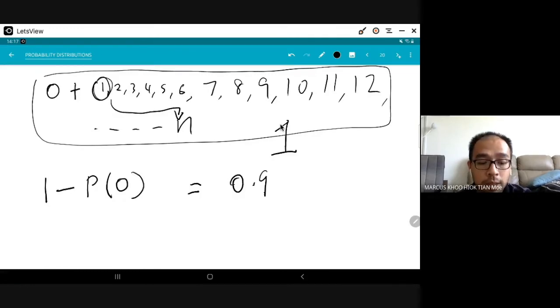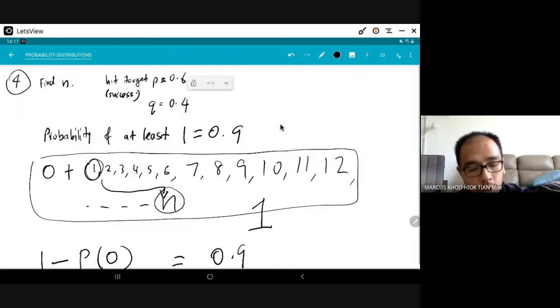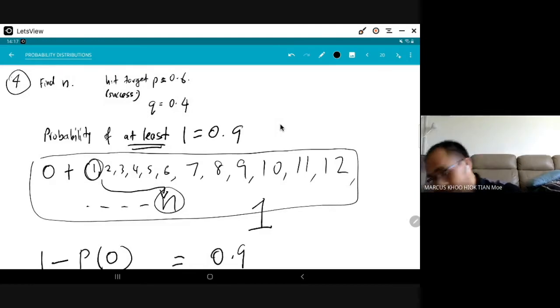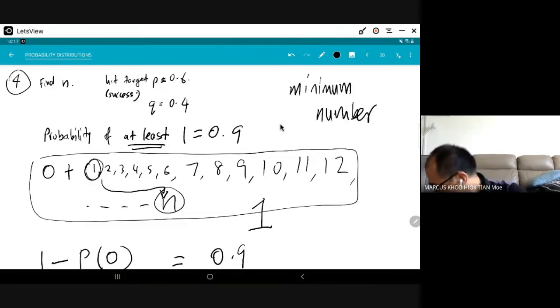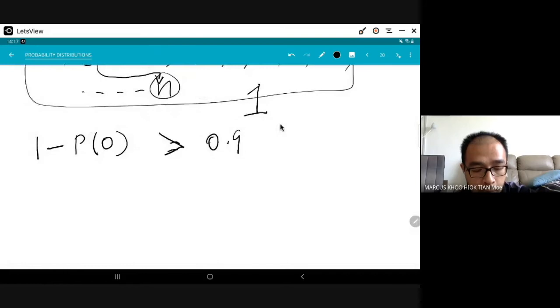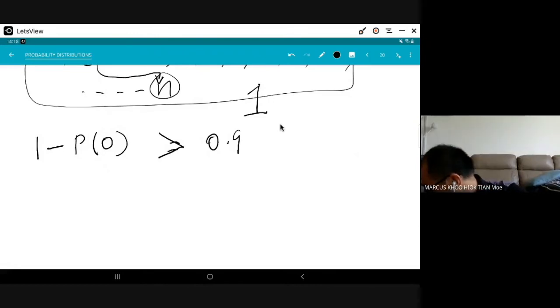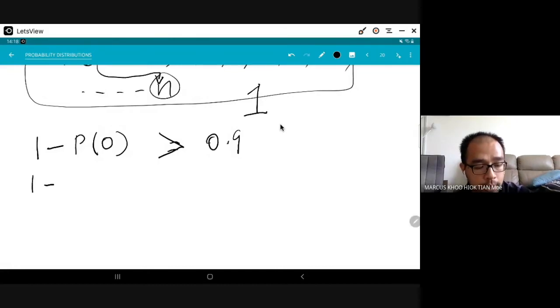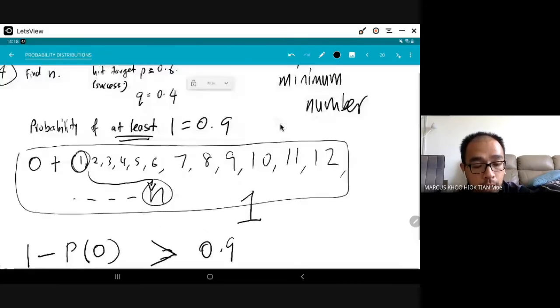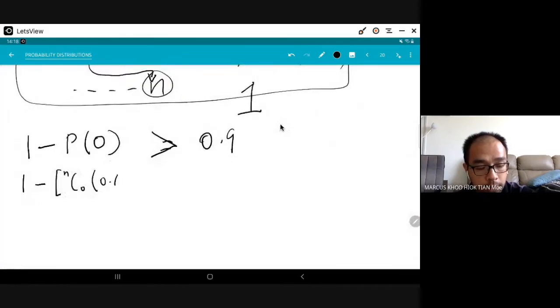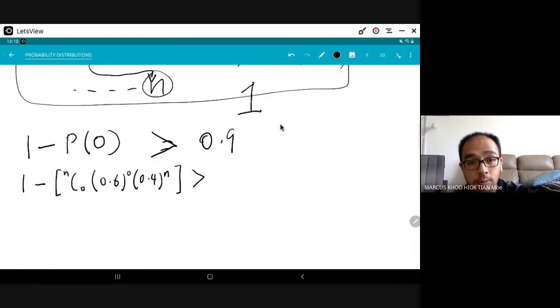Okay, because from 1 to N. But because the question says at least 1, the question asks for the minimum. Okay, minimum number. Minimum number means I want this to be more than 0.9. The probability must be more than 0.9. Okay, so let's put this in. 1 minus NC0. My probability P equals 0.6, so 0.6 to the power of 0, 0.4 to the power of N, is more than 0.9.